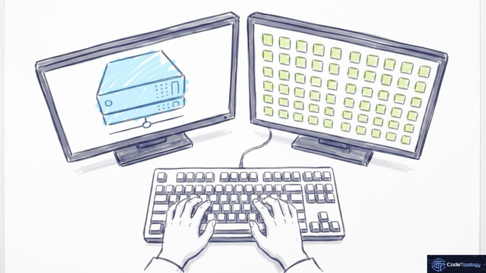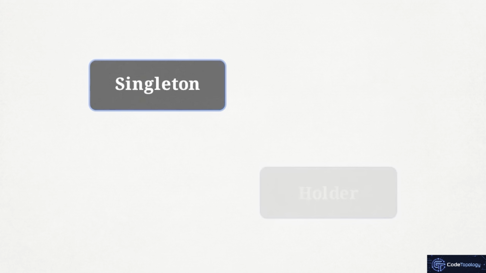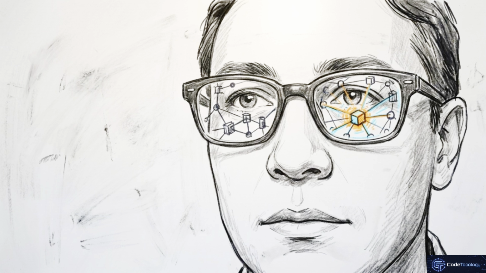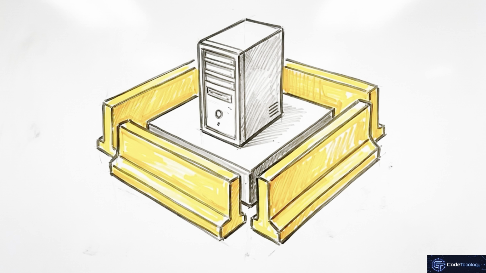Choosing between the two requires balancing the need for a global point of contact with the need for modular, testable code. Remember the core hook: only one instance globally, a single guarded gateway. Internalizing this mechanism helps you identify where global state is managed. When you encounter a central manager in a complex project, you'll recognize the structural guardrails that keep that object unique.